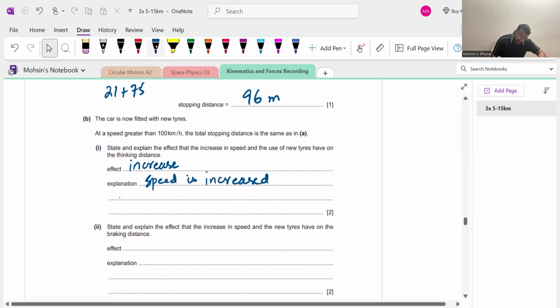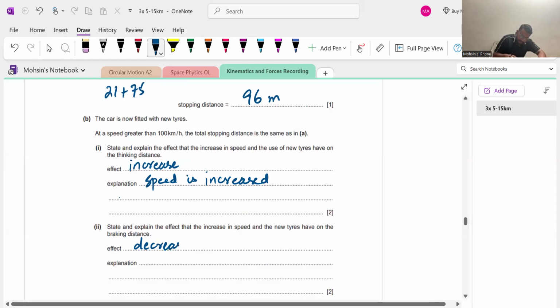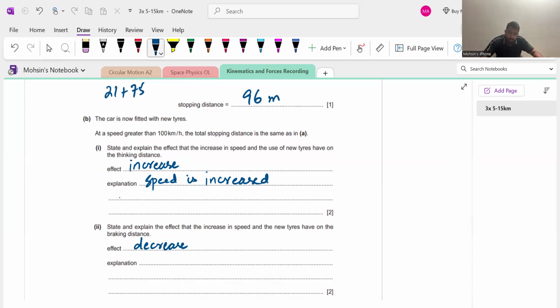State and explain the effect that the increase in speed and the new tires have on the braking distance. So the braking distance will decrease. Why will it decrease? Because the tire is new, it will have more grip with the road. So when the brakes are applied, there will be more friction and the car will stop by covering less distance than before. If it is stopping earlier, it means that it is covering less distance, so braking distance will be less.